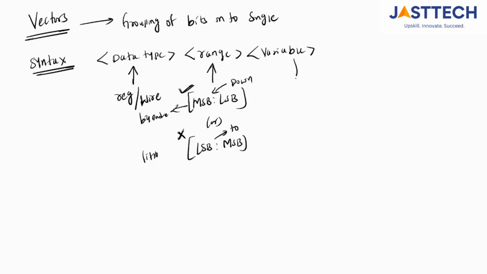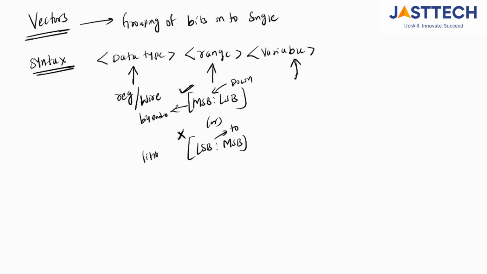And then the variable, whatever variable you want to declare. So the range, the size, comes before the variable name. Suppose you want to store, one second.